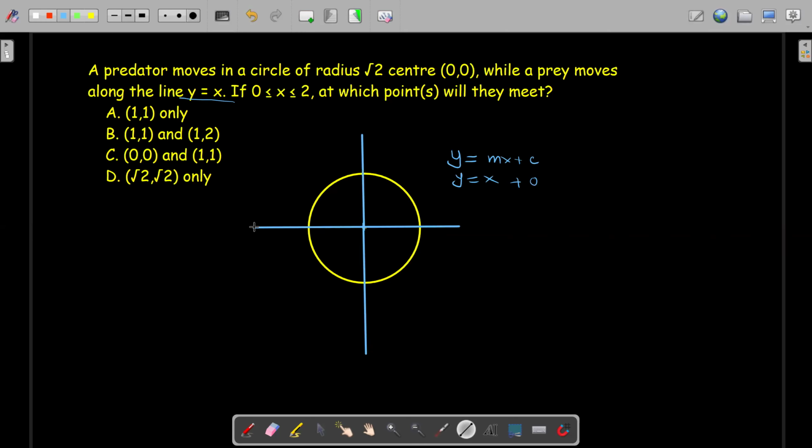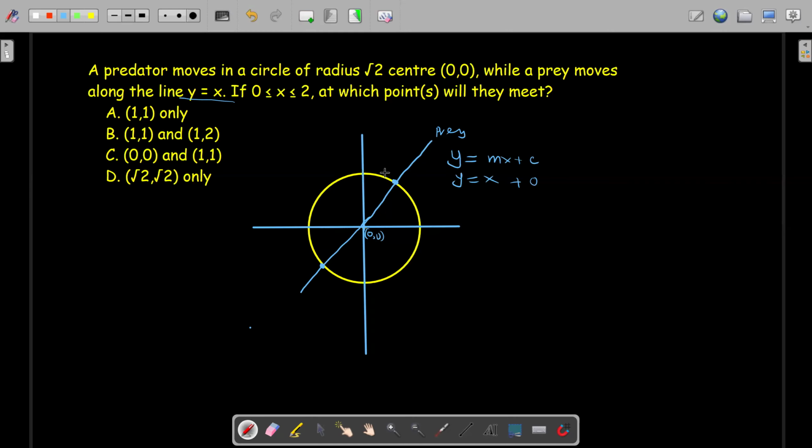Because the question says the circle has its center at (0, 0), this other line is just a line passing through the center of the circle. We want to find the point where the prey moving along this line meets the predator moving in a circle. We can extend this line. For them to meet, they will either meet at this point or at this point. So we need to find the coordinates of that point.